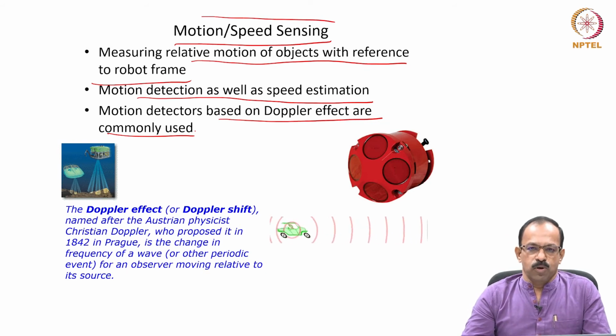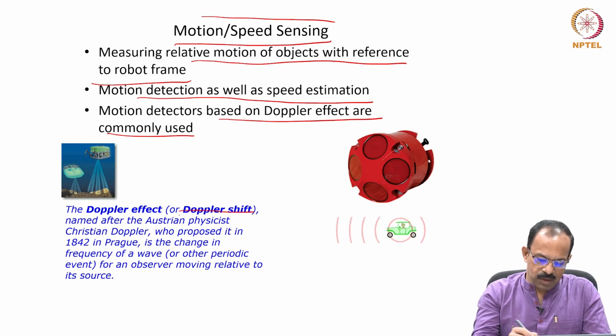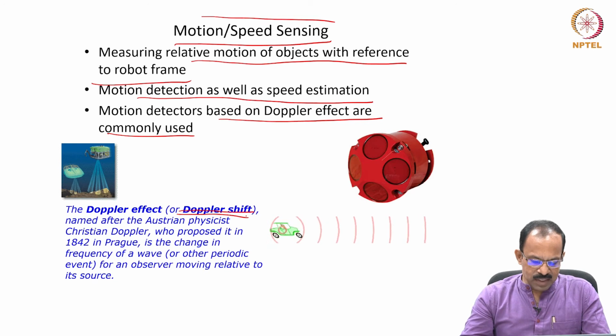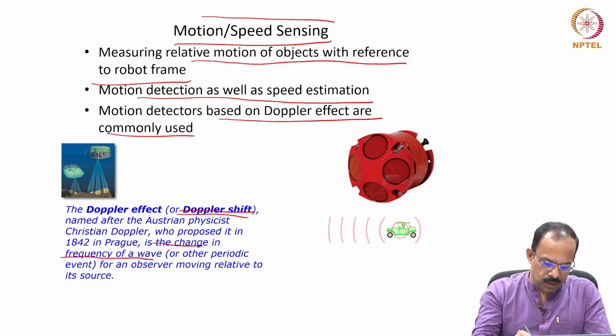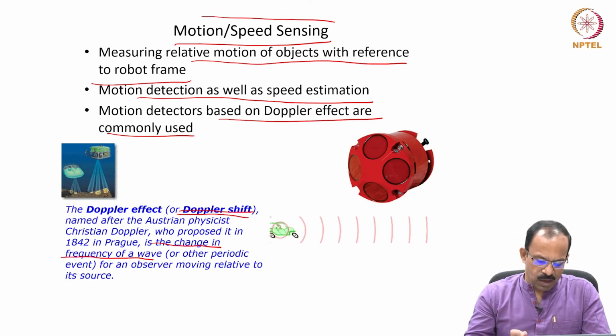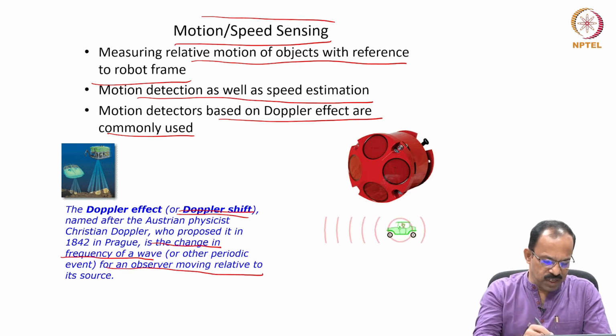So, you must have heard about the Doppler effect. The Doppler effect or Doppler shift, named after the Austrian physicist, is basically the change in frequency of a wave for an observer moving relative to its source.